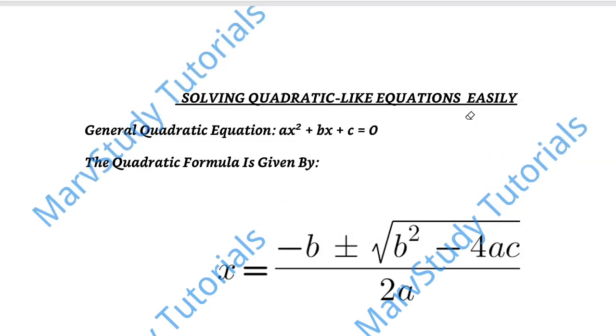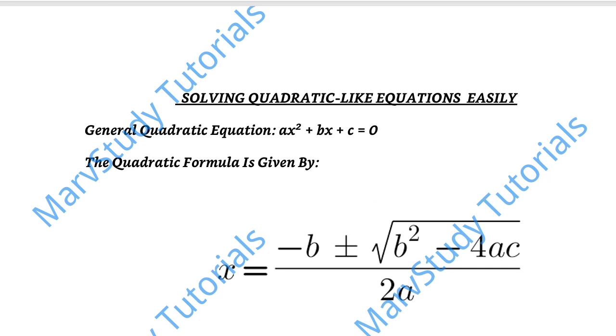Looking at solving quadratic-like equations. So first off, the general quadratic equation is given by ax² + bx + c = 0, as we all know. And then the general quadratic formula is given by x = (-b ± √(b² - 4ac)) / 2a.